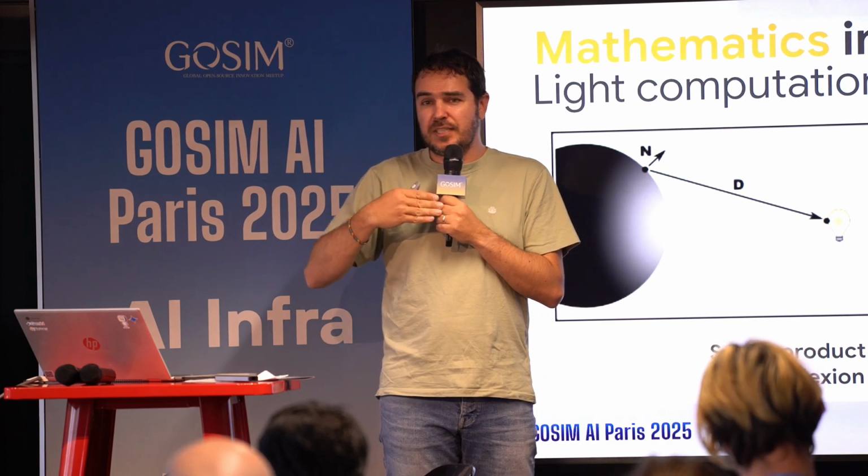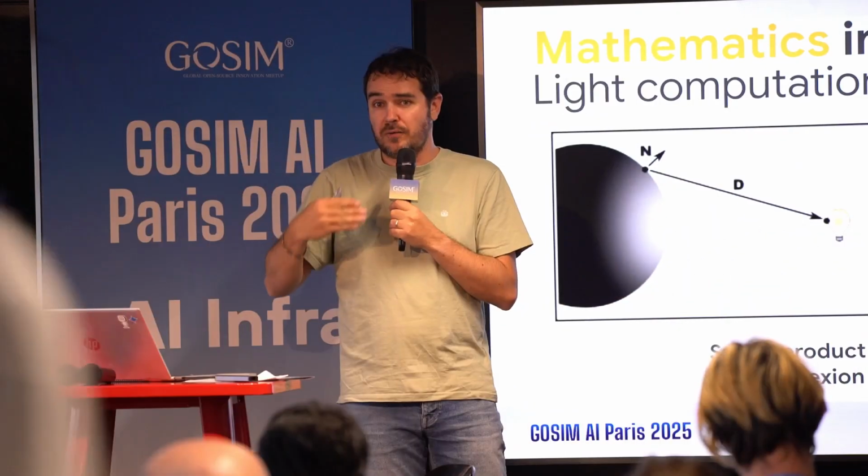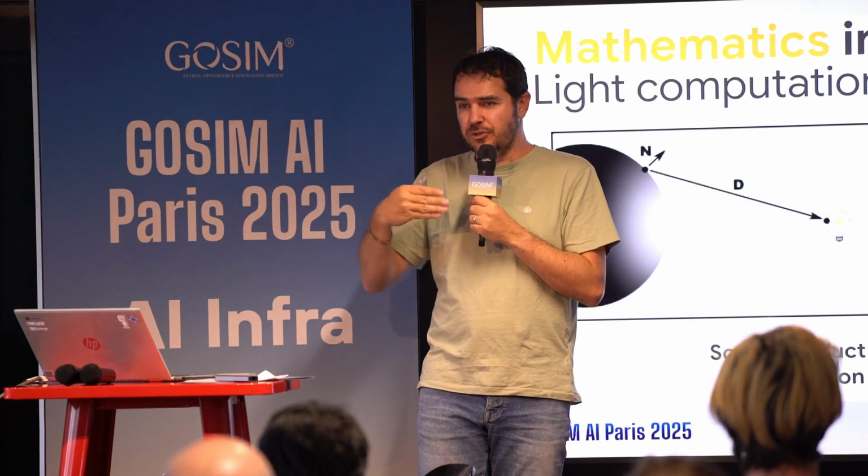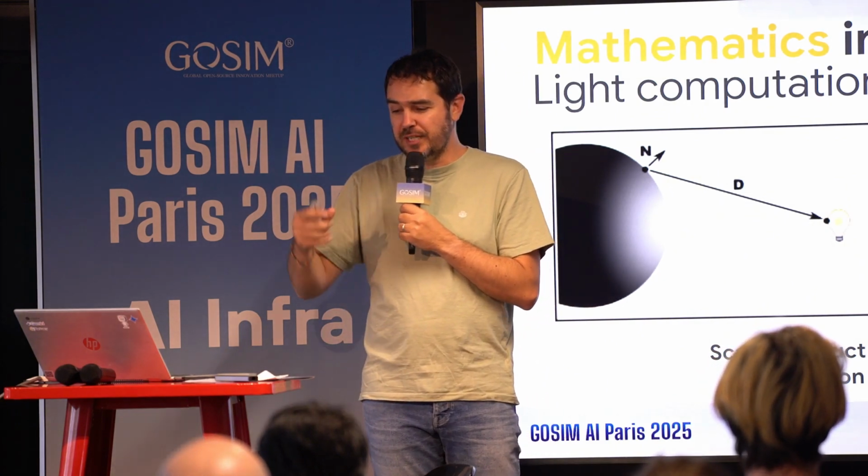If you have 0, you are perpendicular, so you have no light. And if you have a positive value, of course, you have a reflection with a shade of value.